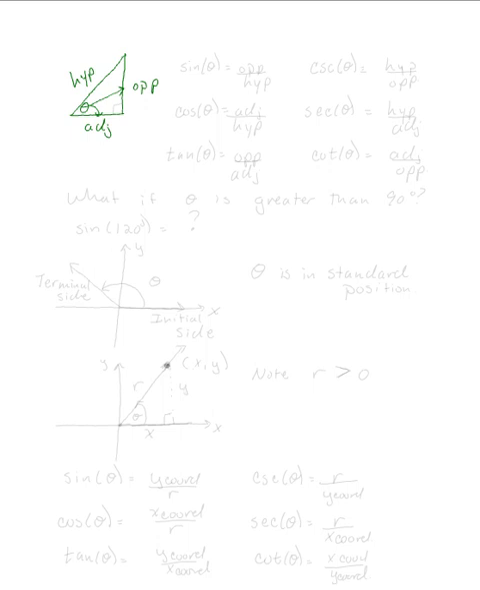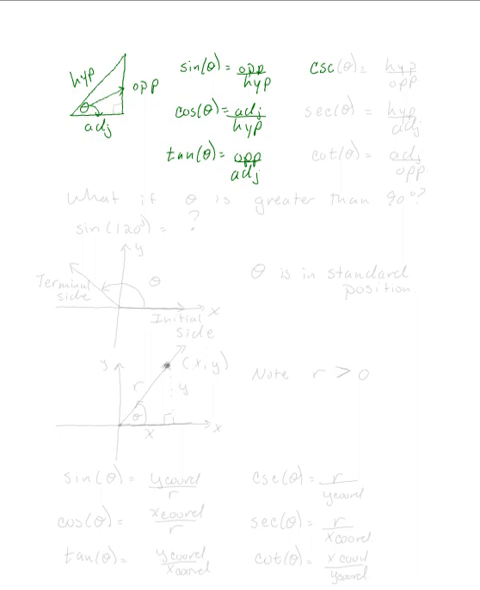So with this picture, then, I can say that the sine of theta is equal to the opposite side over the hypotenuse. The cosine of theta is equal to the adjacent side over the hypotenuse. Tangent theta is the opposite side over the adjacent side.